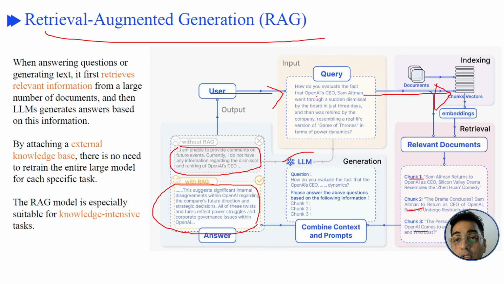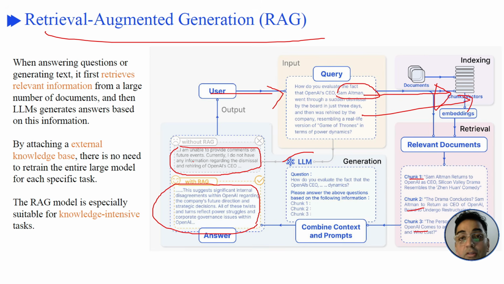Suppose a user asks a query about something that happened in the board meetings of OpenAI CEO Sam Altman, which is not publicly available, or any other meeting. Those are stored in the vector database in the form of chunks, and embeddings convert those chunks into machine readable format, like zeros and ones. Suppose the answer is there in three chunks, chunk one, two, three. Those chunks are fed back to the LLM, combining that context, and with RAG we will get a proper response. Without RAG, it might say that it is not able to access the enterprise level details.